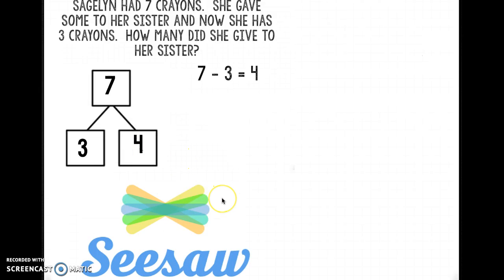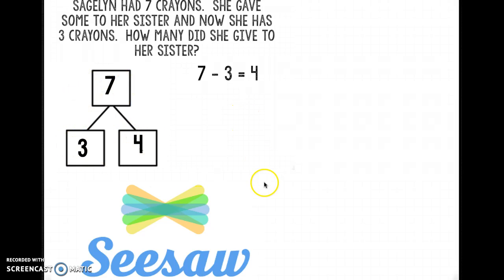Now, this is where the work comes in for you. If I know that Sagelyn had 7 crayons and she gave some to her sister and now she has 3 crayons, how many did she give to her sister? We figured out the missing piece was 4. What I want you to do is take our learning goal of explaining how addition and subtraction is related, and I want you to write as many number sentences as you can, either addition or subtraction or a mix of both, using the numbers 7, 3, and 4, all the ones that are in that number bond.